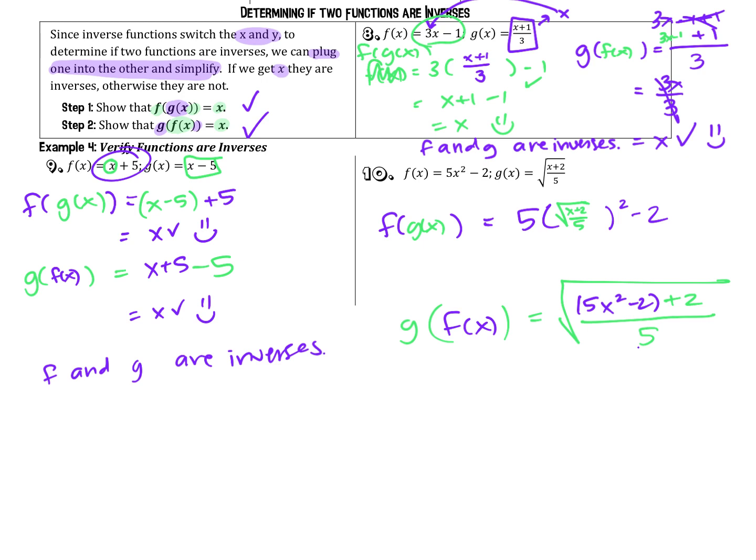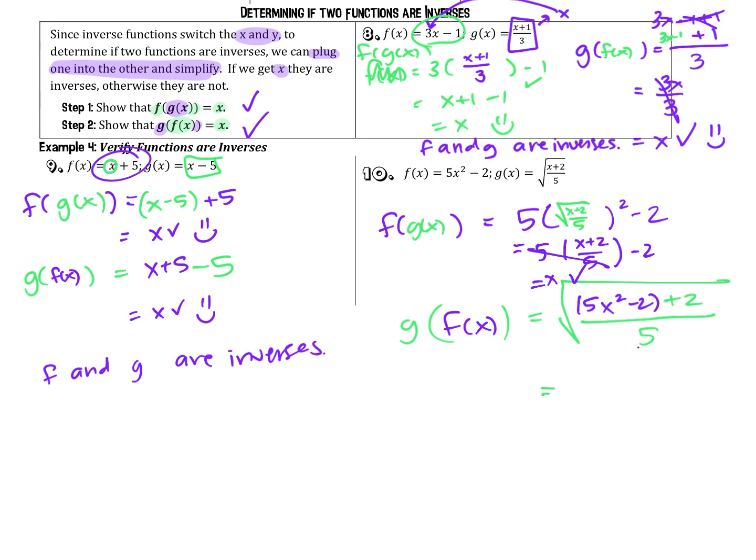So now I need to simplify to check and see, does it simplify to just be x? So here, if I square a square root, I just am left with what's on the inside. So I'm going to have 5 times (x plus 2) over 5, minus 2. These 5's are going to divide out, which leaves me with x plus 2 minus 2, which is going to be x, which is what I'm looking for.